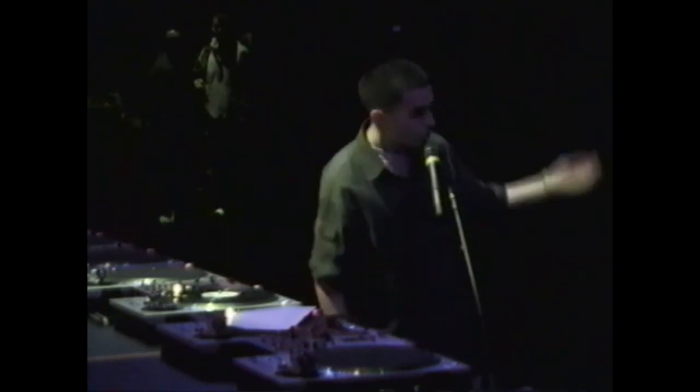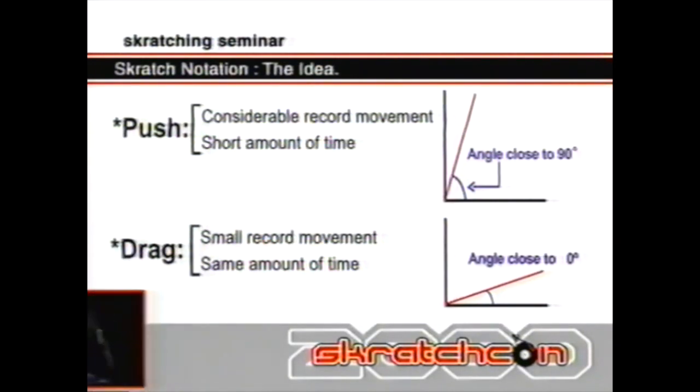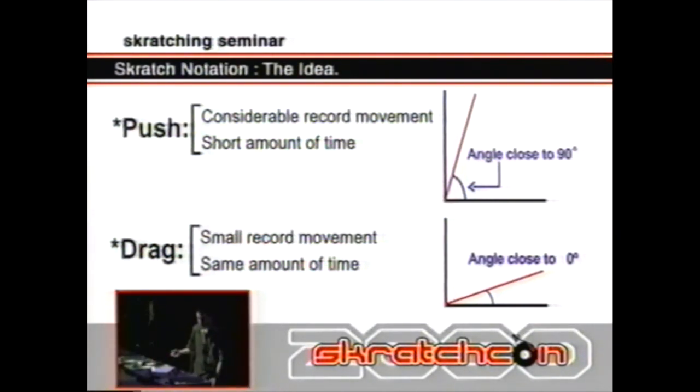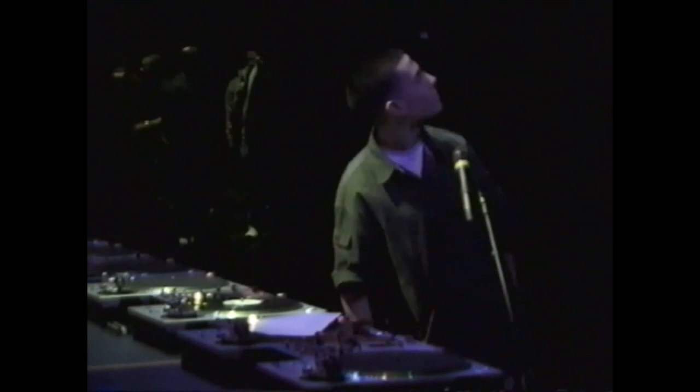But what I wrote here is this translates with the angle of the line that I draw. If it's a high-pitched scratch, then it's like a push on the record. So there's a significant record movement over a small period of time, so the line is at an important angle. Whereas if it's a low-pitched scratch like this, you're barely moving the record, so the line will be at a much smaller angle.